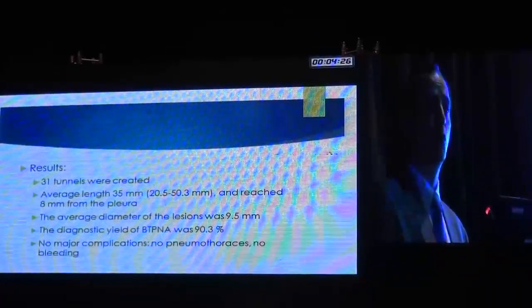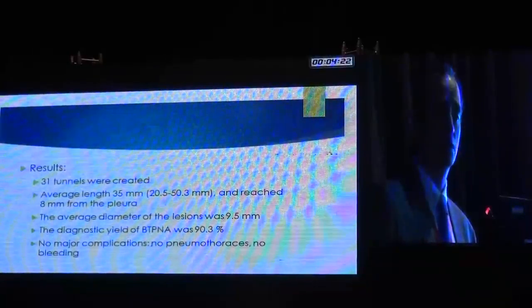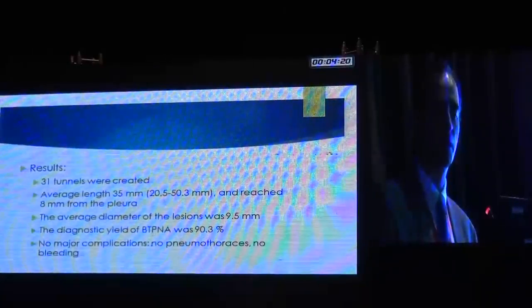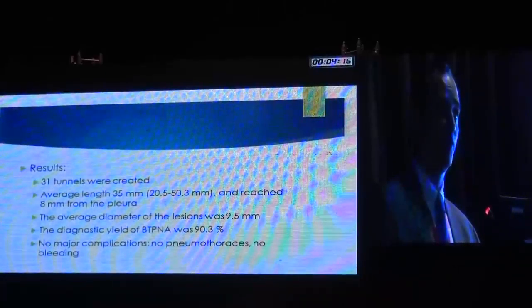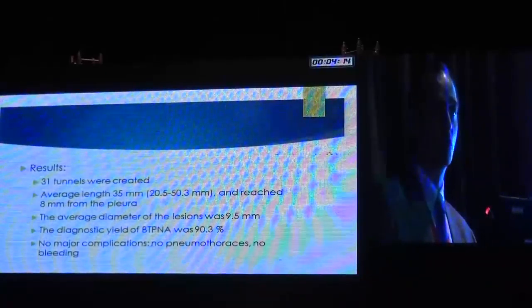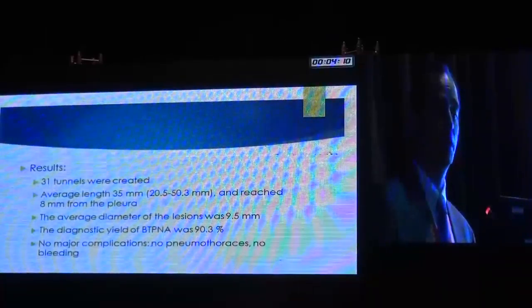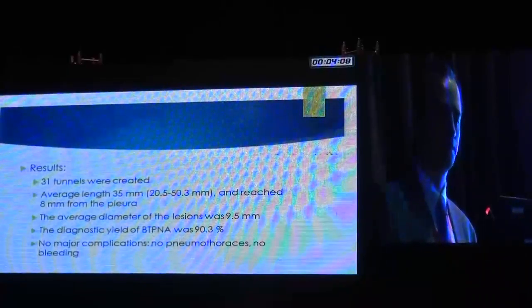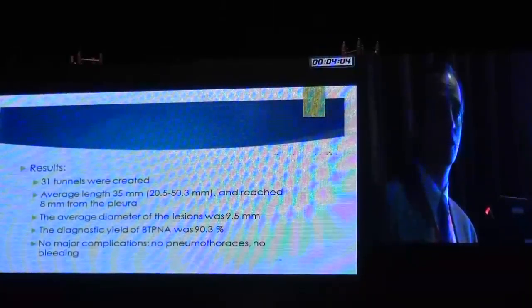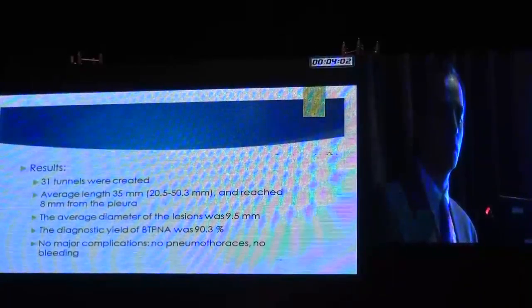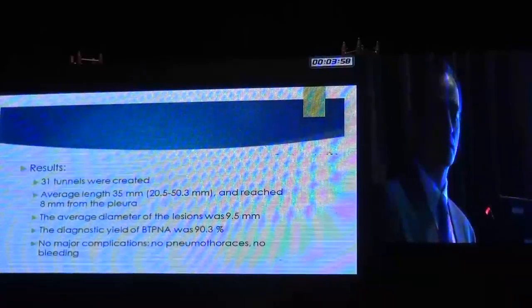In 31 lesions, they performed 31 tunnels. The average length of the tunnel was 35 millimeters, varying from 20 to 50 millimeters, so up to 5 centimeters you can go through the lung parenchyma. And they reached up to 8 millimeters from the pleura. The average diameter of the lesions was 9.5 millimeters, very small, and the diagnostic yield of this technique was 90%.